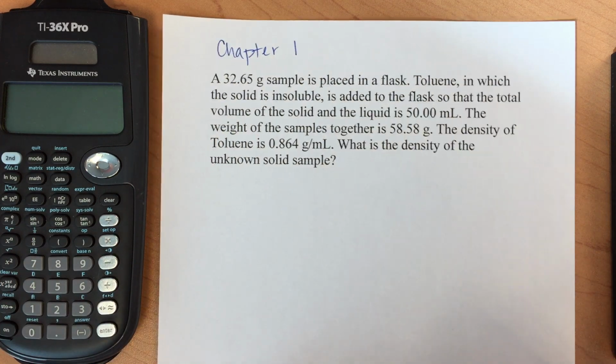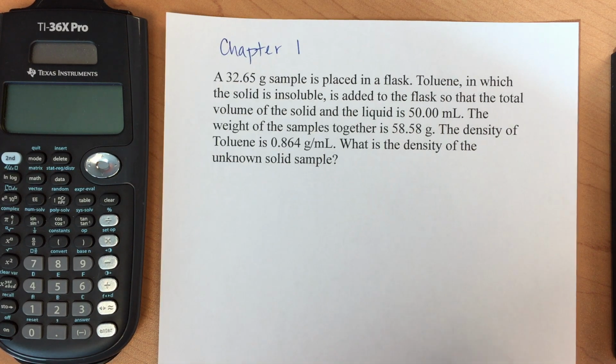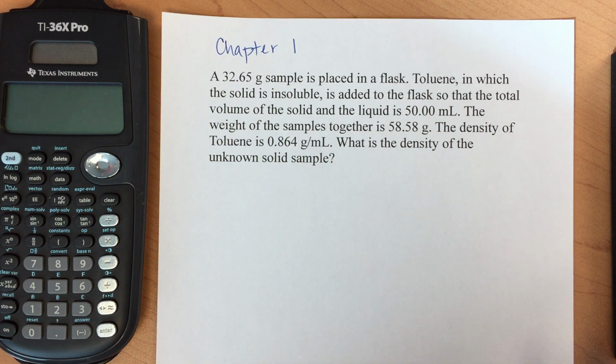Okay, so in chapter 1, we often talk about density. So in this example problem, which reads, a 32.65 gram sample is placed in a flask. Toluene, in which the solid is insoluble, is added to the flask, so that the total volume of the solid and the liquid is 50.00 milliliters.